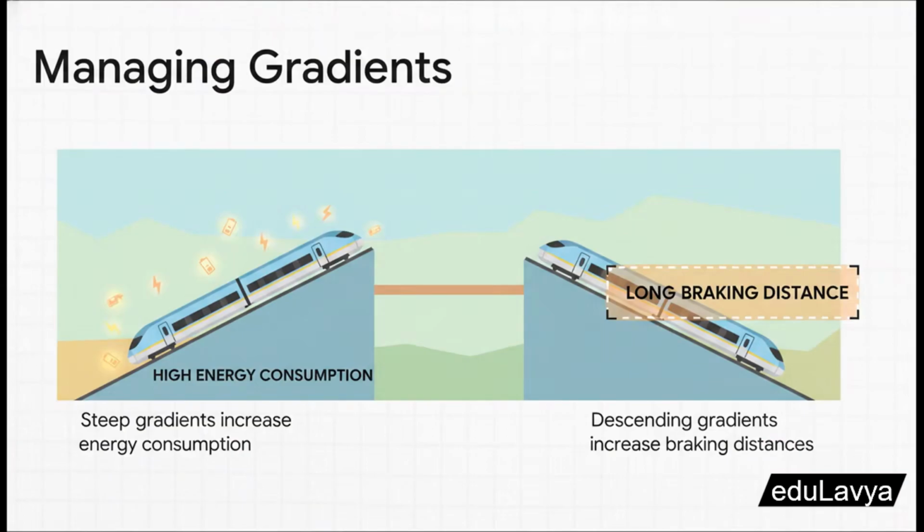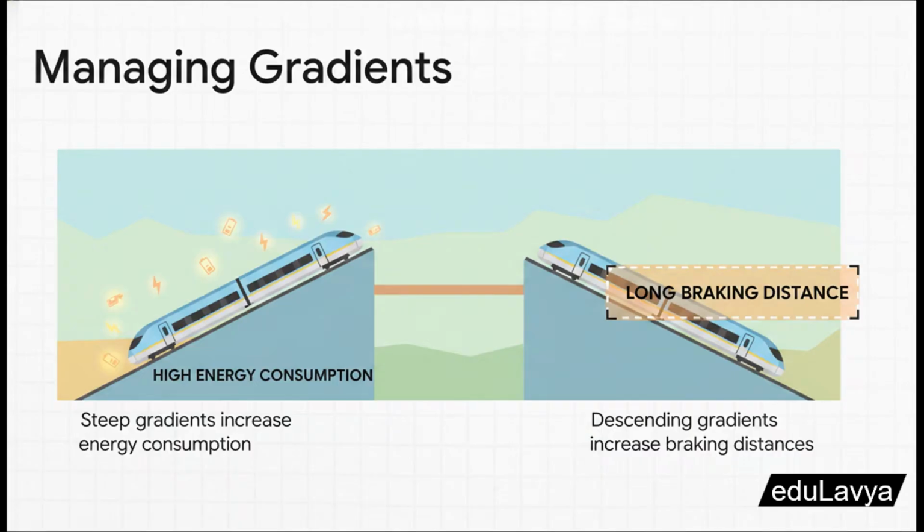So, building perfectly flat lines across a chaotic natural landscape? Basically impossible, unless you want to spend trillions on endless tunnels and viaducts. Trains have to deal with hills and valleys, what the industry calls gradients. Now, pushing a high-speed train up a steep gradient demands a massive amount of kinetic energy, pulling huge loads from the electrical grid. And going down the other side? Those descending gradients drastically increase your required braking distances, which is a massive safety factor.